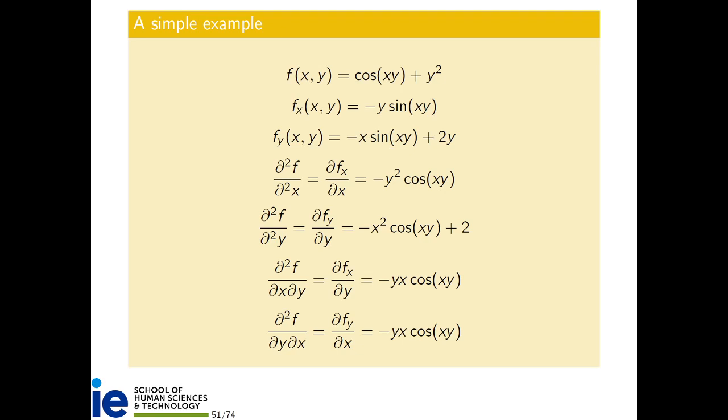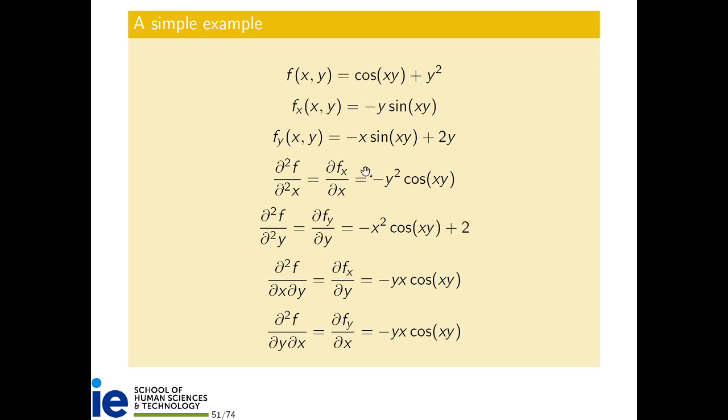So beforehand, let's give a simple example. Again, I'm not going to go through the details, but I just want to show you. So I have a function of x and y, which is cosine of x times y plus y squared. I can compute the partial derivatives. I can compute the derivative with respect to x, and with a little bit of effort you can find out that it's minus y sine of x times y. And I can compute the derivative with respect to y, which takes this expression.